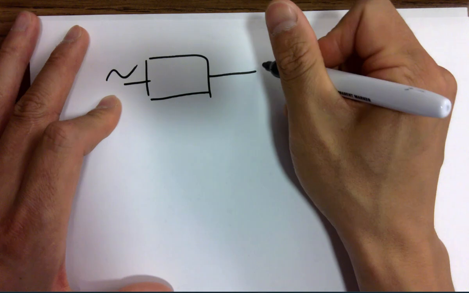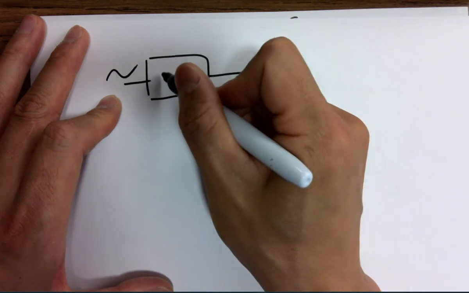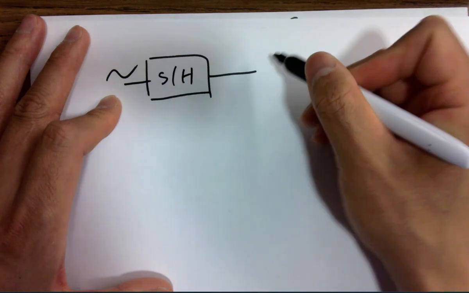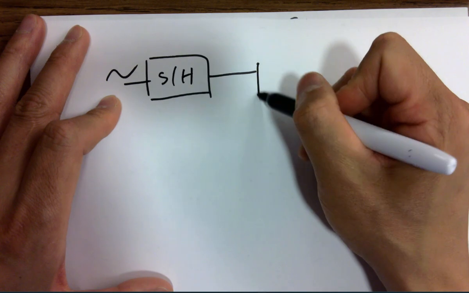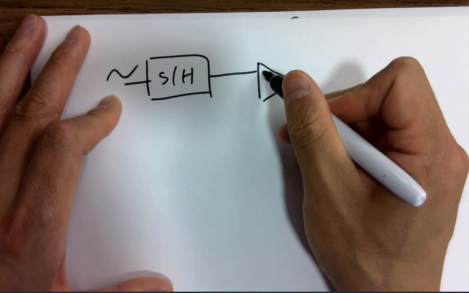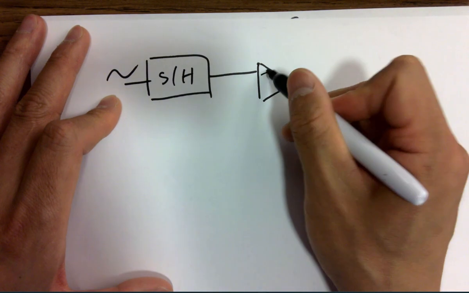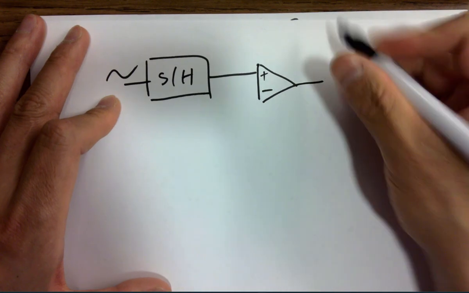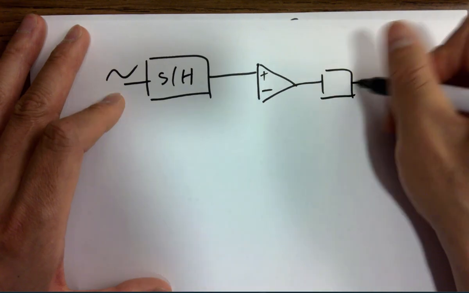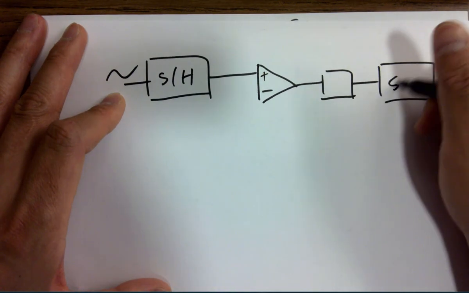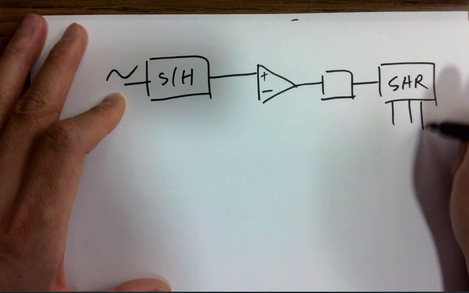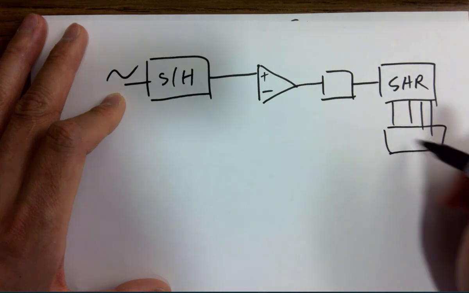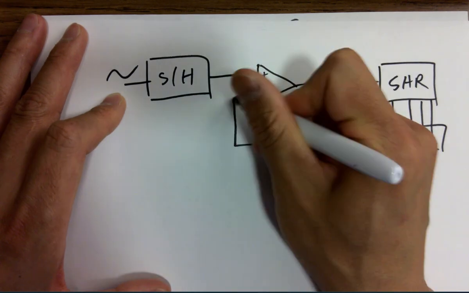DC? Sample and hold. What's the second one? Comparator. Plus or minus over here? The control circuit, and then the SAR logic. 1, 2, 3, 4. Assuming it's a 4-bit, it's a DAC, and feed it back to the inverting. Okay.